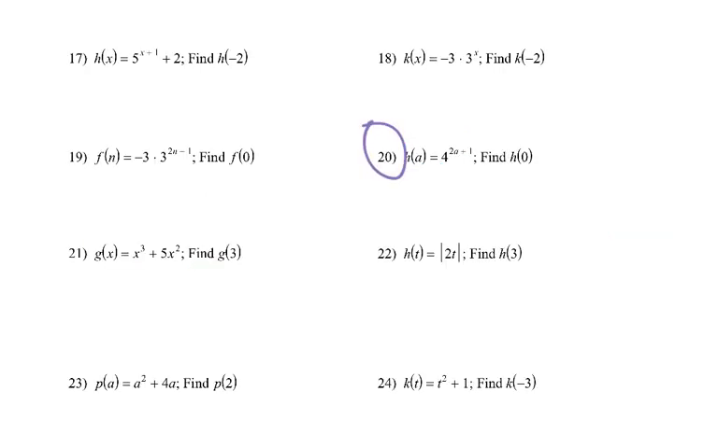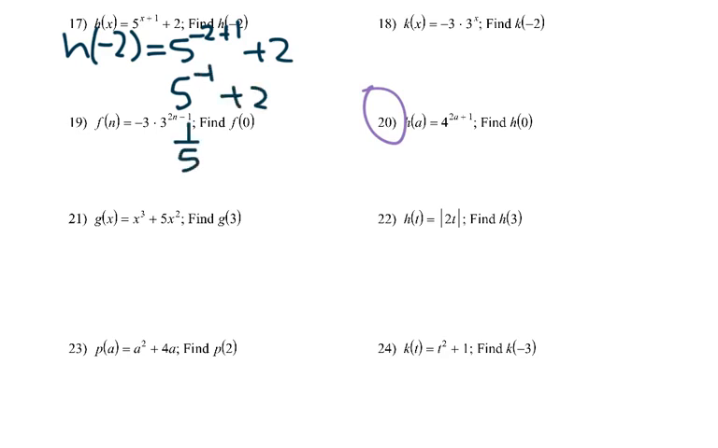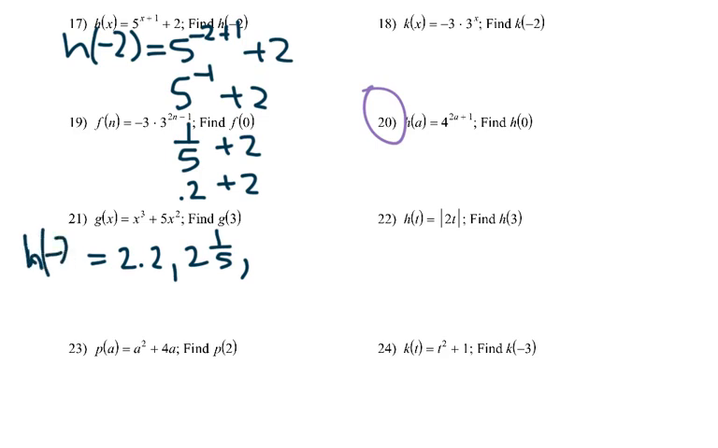Since we're going to 20, we'll jump onto the other page. So h of negative 2 equals 5 to the negative 2 plus 1, plus 2. So negative 2 plus 1 is negative 1, so 5 to the negative 1 plus 2. That becomes 1/5, or 0.2 if you prefer the decimal. And we add 2 to that. So I get 2.2, or 2 1/5. So h of negative 2 equals either one of these versions.